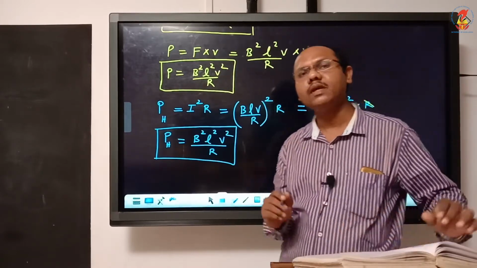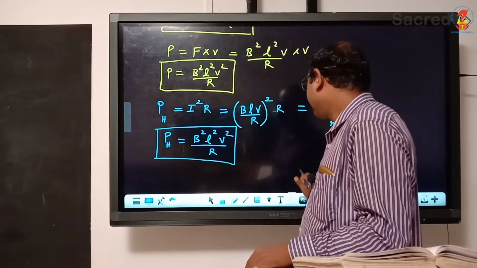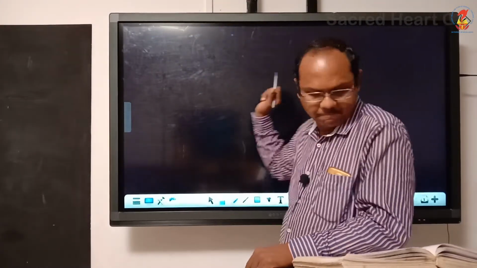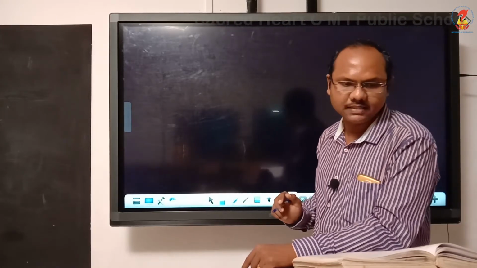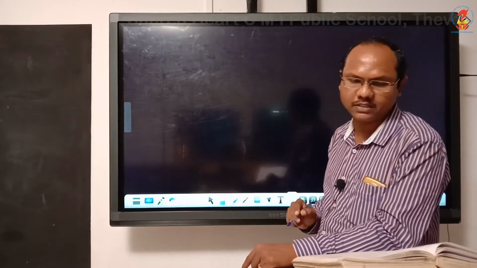Now we are going to find the relationship between induced charge and the change in magnetic flux.